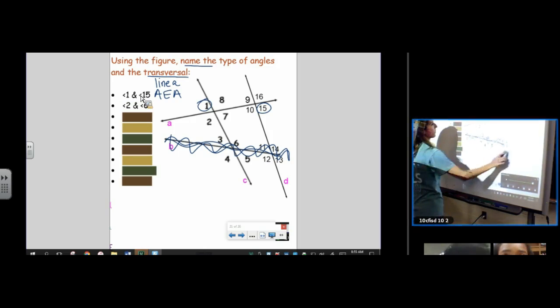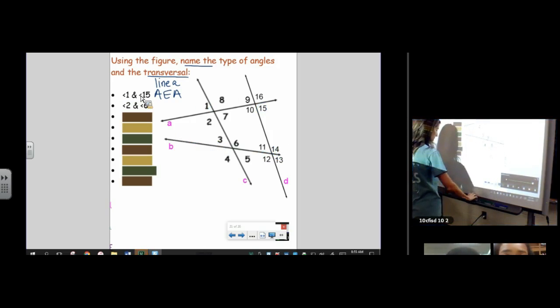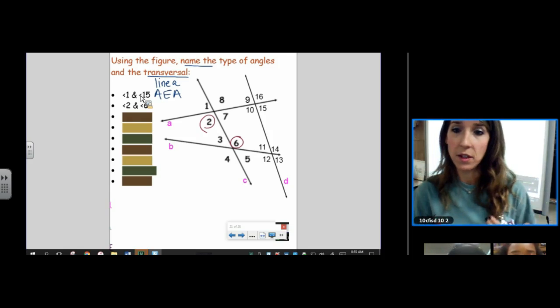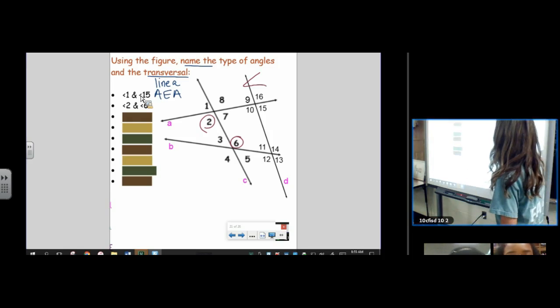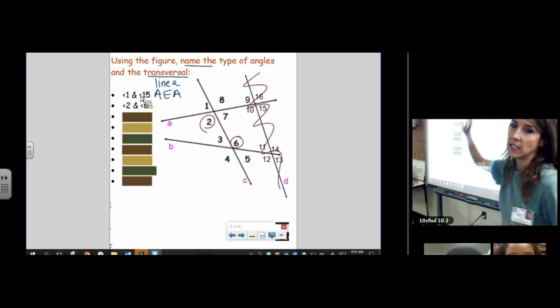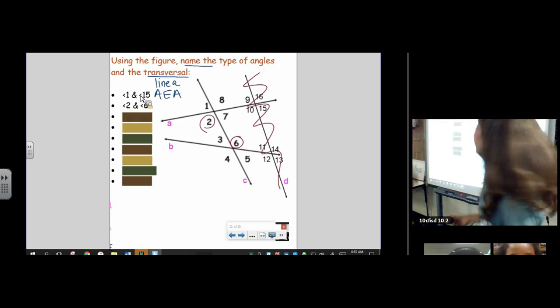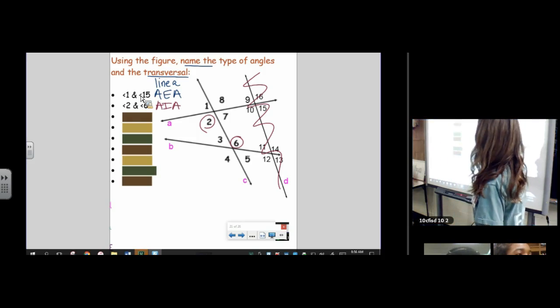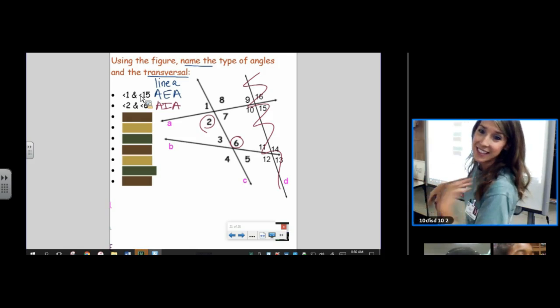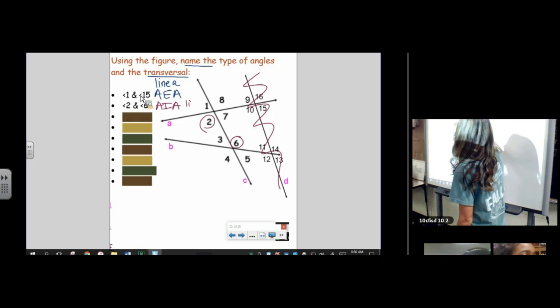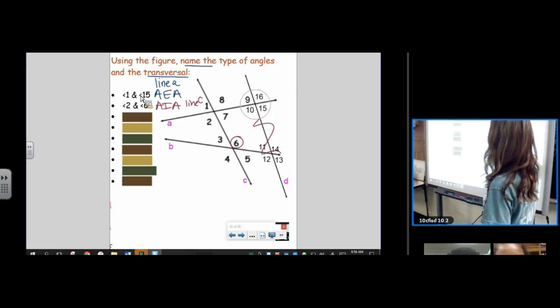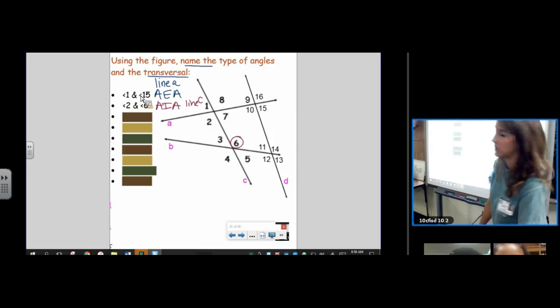Let's try another one. 2 and 6. So now A is not my transversal. If it helps, sometimes people like to cover up the one you're not using on their paper. Good, those are alternate interior angles. And the transversal is line C. Good. We use a lowercase italicized letter to name a line if we're not using 2 capital letters.